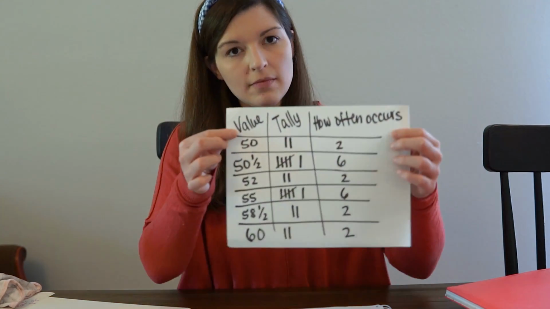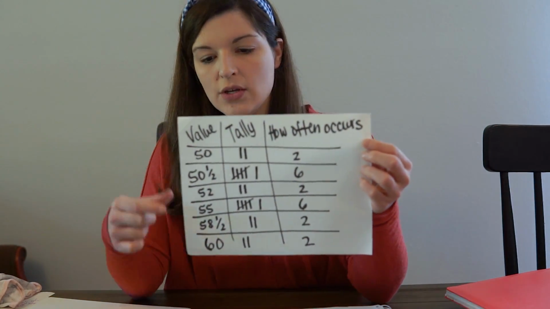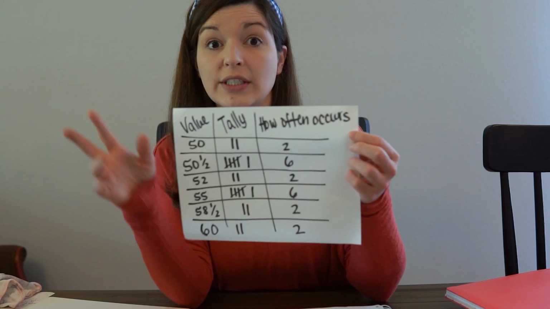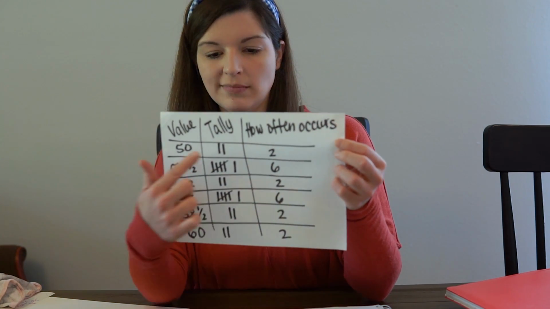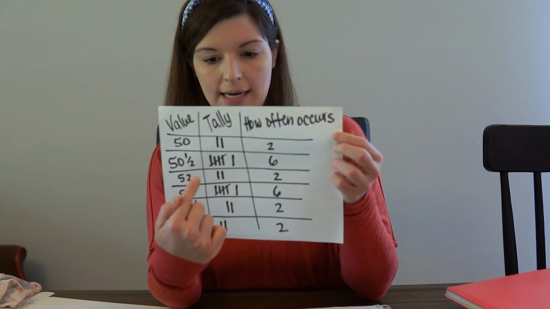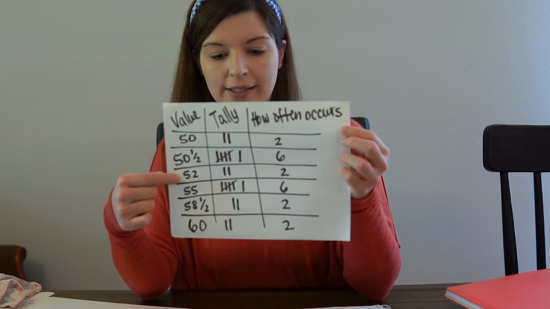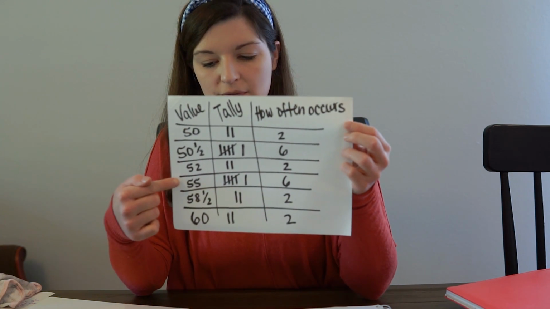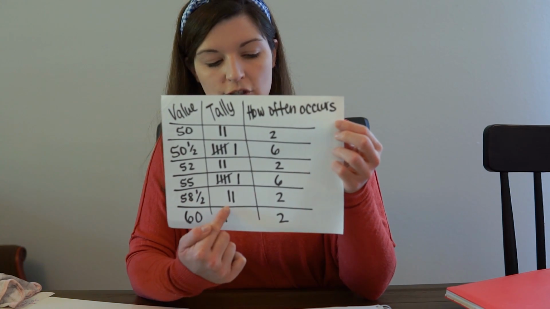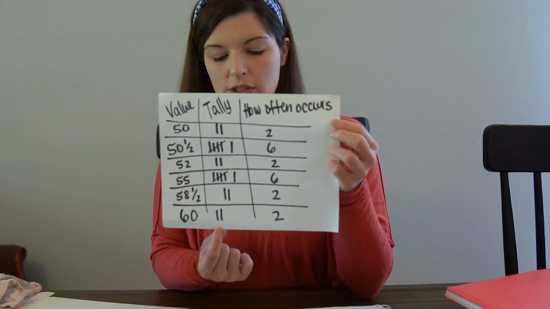What I went ahead and did was I made a tally chart, and you've probably used a tally chart since you were in about the 2nd grade. I organized all of the values. So I saw 50, and I saw it twice, and I put how often it occurs, or its frequency, 2 times, same as my tallies. 50 and a half, it occurs 6 times, so 6 tallies. 52 inches occurs twice, so I put a 2. 55, I put 5 tallies, occurs 6 times. 58 and a half, I put 2 tallies, occurs twice, and 60 inches, 2 tallies, occurs twice.